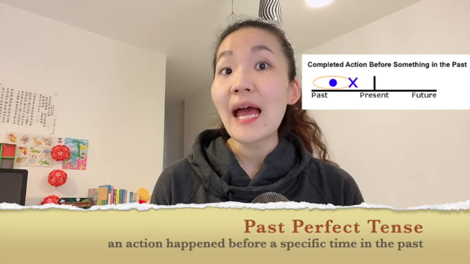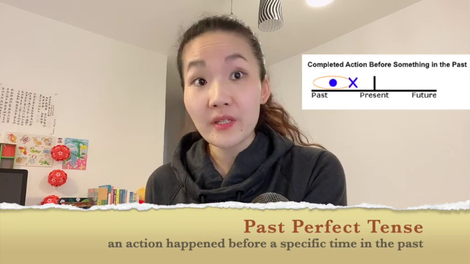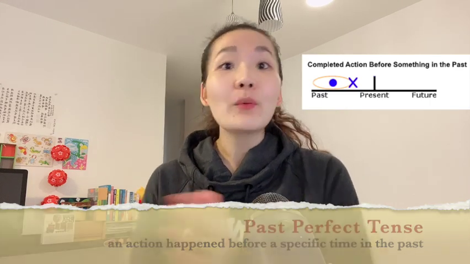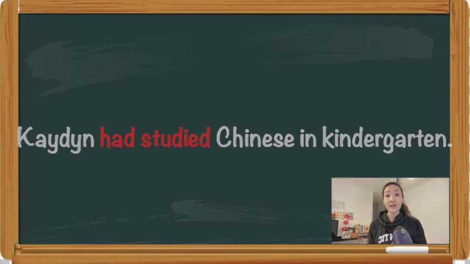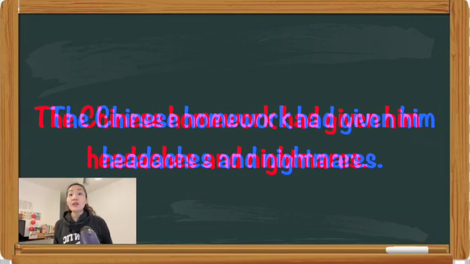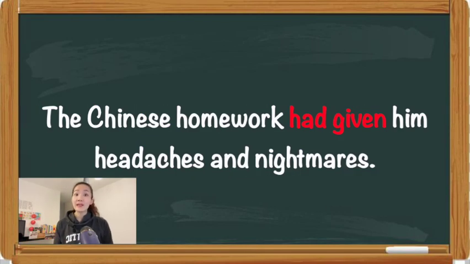Now, the past perfect tense is used when an action happened before a specific time in the past, like when he was in kindergarten for 2 years. For example, Caden had studied Chinese in kindergarten, which means he is no longer studying Chinese now. The Chinese homework had given him headaches and nightmares, but he no longer has headaches and nightmares now.